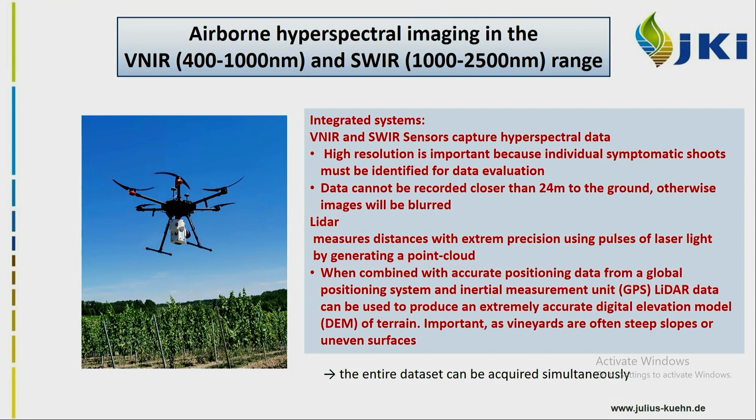The data cannot be recorded closer than 24 meters to the ground, otherwise images will be blurred. The LiDAR measures distances with extreme precision using pulses of laser light, generating a point cloud. When combined with accurate positioning data from a global positioning system, such as GPS, this can be used to produce an extremely accurate digital elevation model, DEM, of the terrain, and this is important as vineyards are often steep slopes or uneven surfaces.